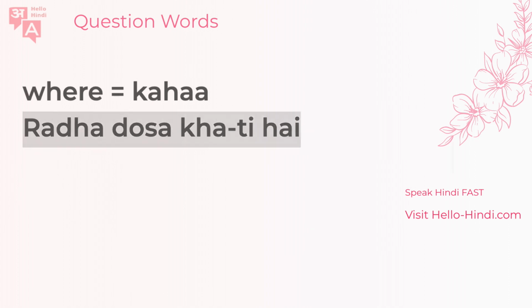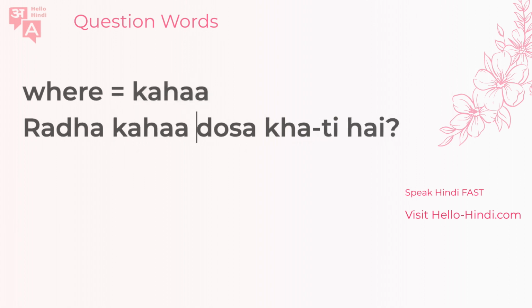And now Radha dosa khati hai. Know that we've replaced Radha for kaun and dosa for kya. But the kahan word doesn't replace anything. It actually comes in the second place now. So kahan comes right inside here and it becomes Radha kahan dosa khati hai. This is a good place, a default place to put in the word kahan. Most of the question words are going to be in the second place. The first place is where you have the subject, and the second place is where you will have the question word. Radha kahan dosa khati hai?